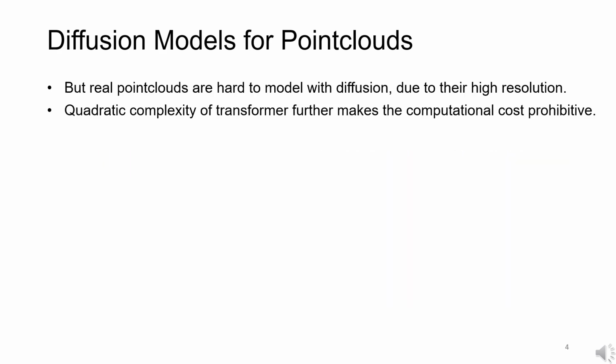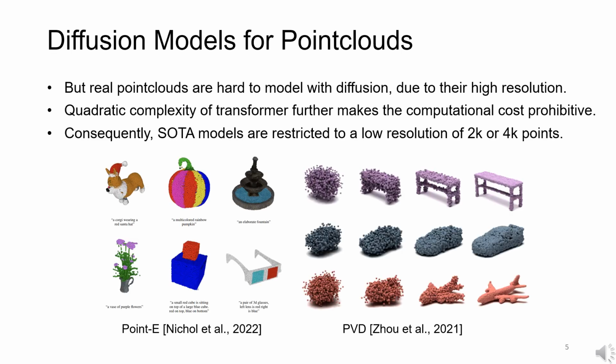We believe that the central challenge is the substantial size of typical point clouds. Common point cloud datasets contain point clouds at the resolution of 100,000 or more. This leads to prohibitive computational costs for generative modeling due to the quadratic complexity of transformers. Consequently, several models are severely limited by computational constraints, often restricted to a low resolution of 2,000 or 4,000 points.